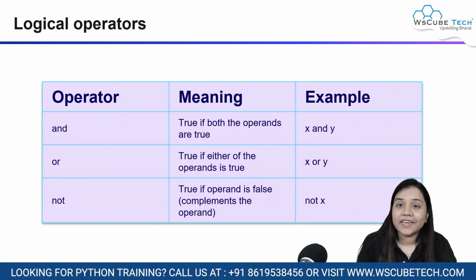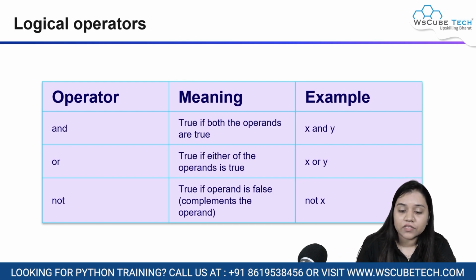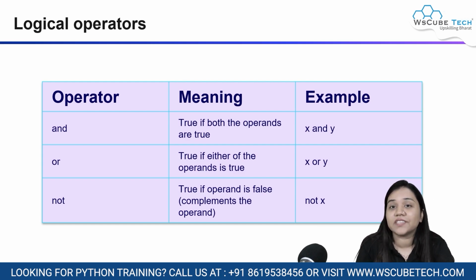Here we have AND, OR and NOT. The AND operator gives us True if both the conditions that we have given are satisfied. Whatever two conditions we have given, if they are satisfied, it gives us True. Second, we have the OR operator. OR gives us True if either one of the operands is True. Whatever conditions we have provided, if any one of them is satisfied, then too it will give us True.